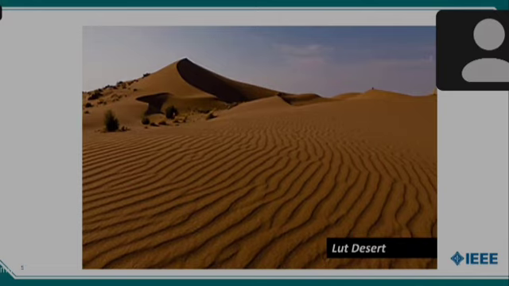Also, we have a summer, and also a hot summer. One of the hottest deserts of the world you can find at the same time in Iran. This is the Lut Desert. Next slide, please.